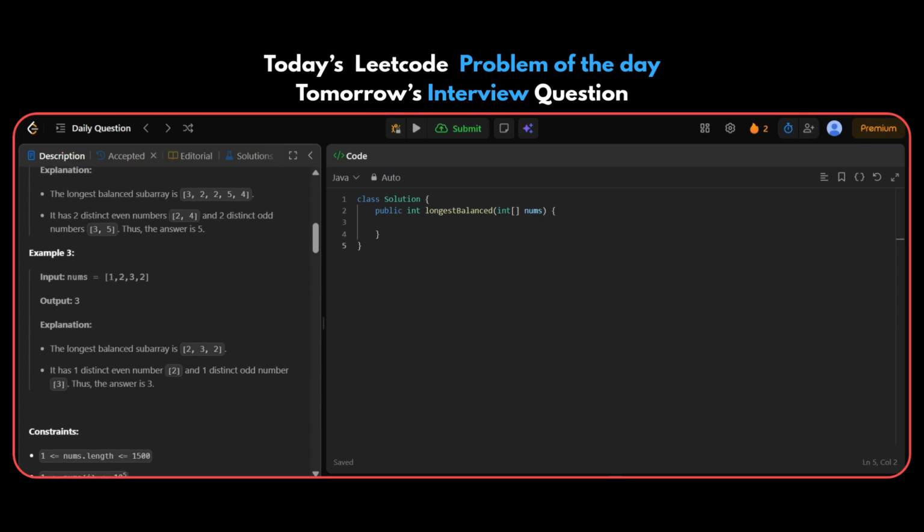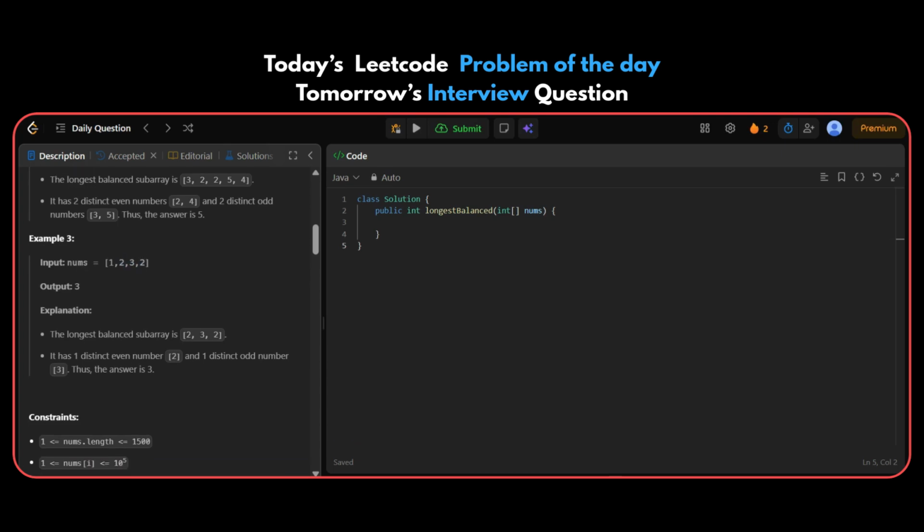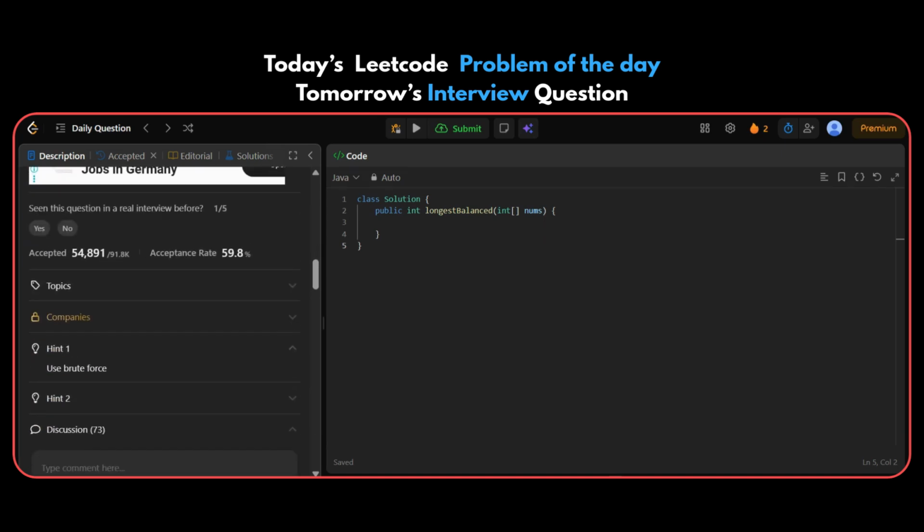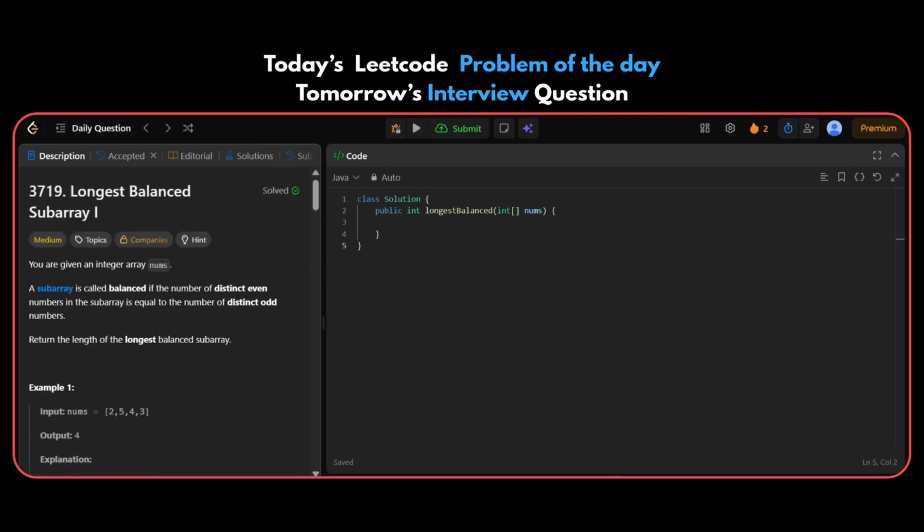But let's look at the third example. 1, 2, 3, 2. So we have two distinct odd numbers but only one distinct even number. So the whole array is not balanced. Only 2, 3, 2. This part has one distinct odd number and one distinct even number. We have two 2's, so only one distinct even number. So that's balanced. So the hint says to use brute force.